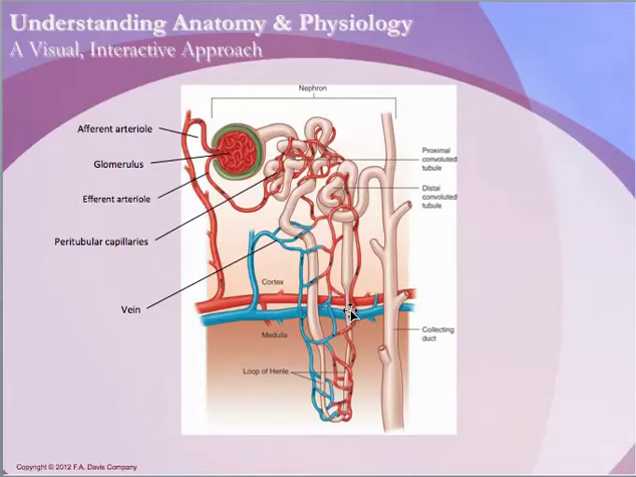It's important to note that the efferent arteriole is smaller in diameter than the afferent arteriole, and that's for good reason. That actually increases the blood pressure inside the glomerulus. And we want that blood pressure to be high because it's going to force particles outside of that capillary bed. And we'll talk more about that.